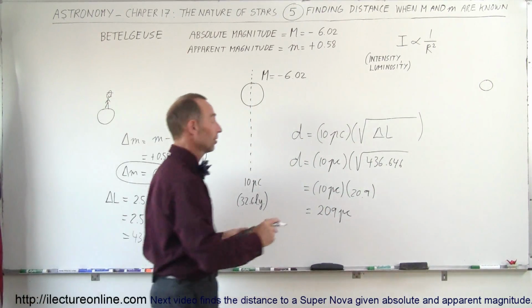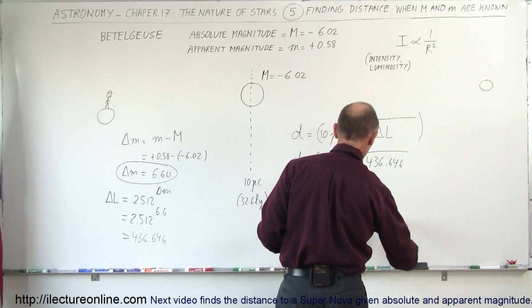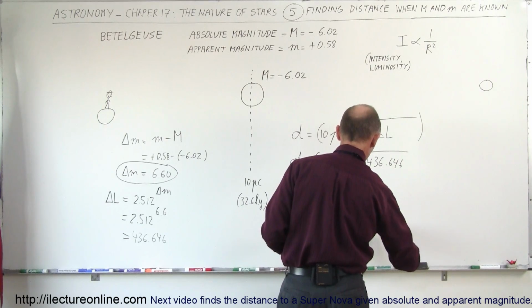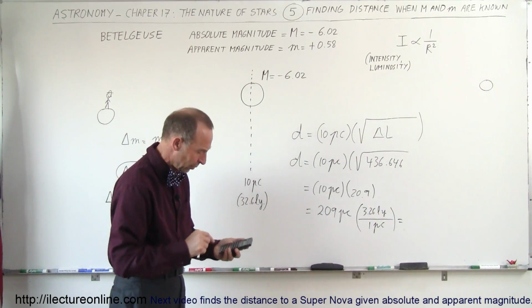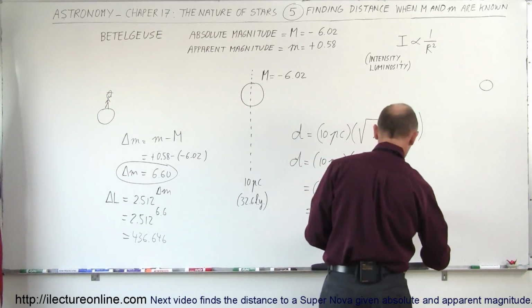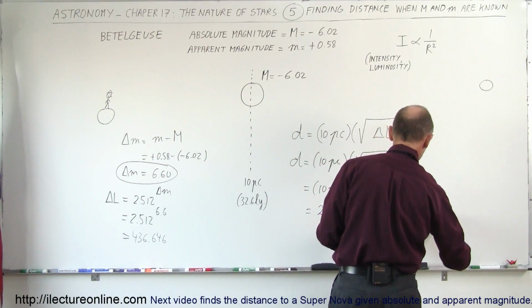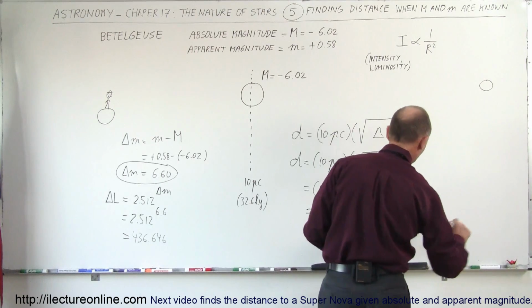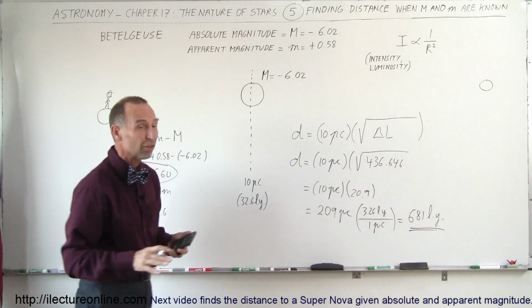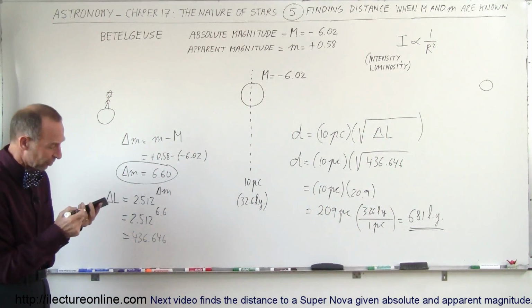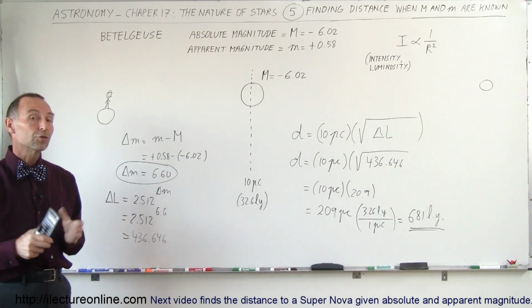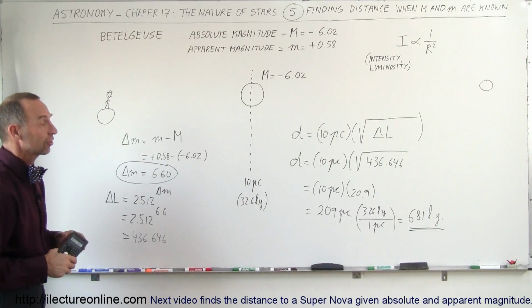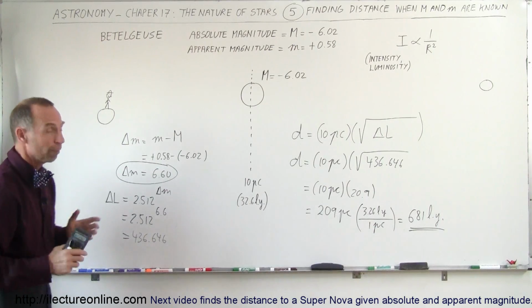Converting to light years, we have to multiply this times a ratio of 3.26 light years per 1 parsec. And so multiply times 3.26 equals, and that would put it at about 681 light years, which is right around the distance that we currently know Betelgeuse is. It's very difficult to get accurate readings on where things are, especially stars, but that is fairly accurate to the point where we know that it's right around 680 light years to Betelgeuse.